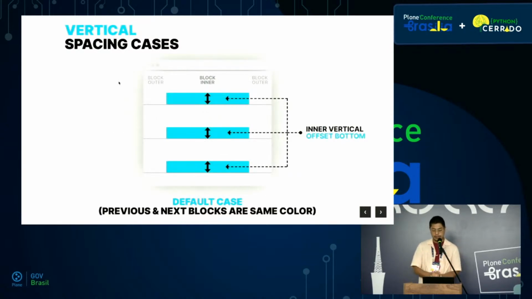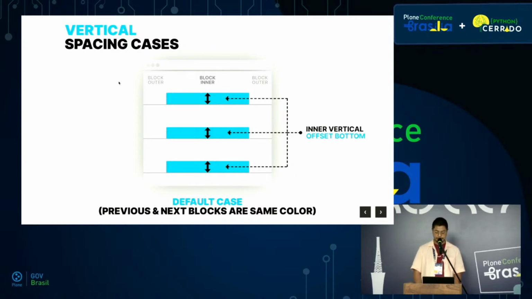Now let's talk about the vertical spacing cases. As we can see, we have here 3 blocks. We can think of them maybe as paragraphs. We wouldn't want a paragraph to be touching the paragraph below, right? So we need a little bit of space. This is a responsibility of the inner container that will just add a default. Right now, it's implemented in the Volto Live theme as a variable. So you just go and change the value of the default space you want between blocks, and then it will take care of it. This is, again, the example in which both previous and next blocks share the same color or the same theme.